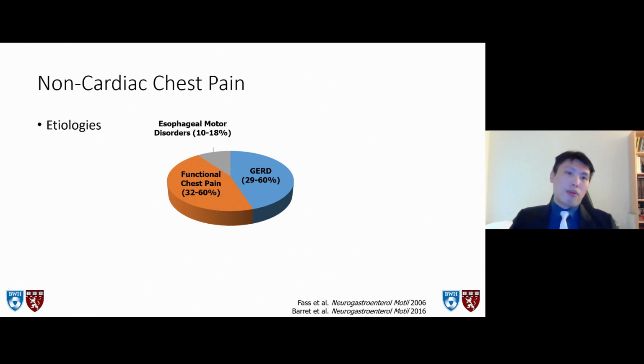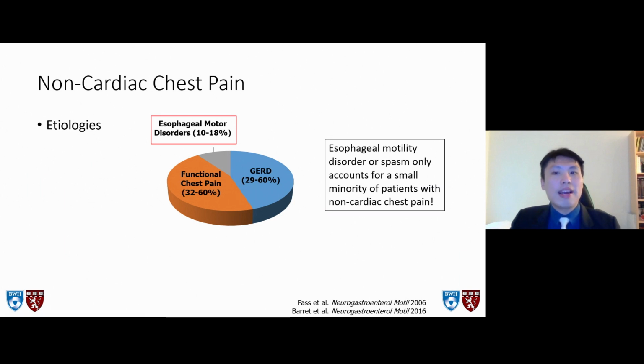The important thing to remember in patients with non-cardiac chest pain is the etiology of it. The most common etiologies are actually GERD or functional chest pain, as seen in epidemiologic studies. And primary esophageal motor disorder is really only accounting for a small minority of patients with non-cardiac chest pain. So we often think about spasm, but it's actually often not a common cause of non-cardiac chest pain.